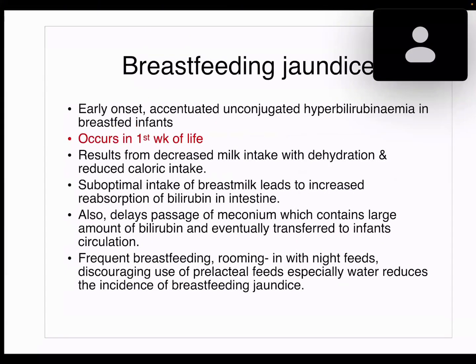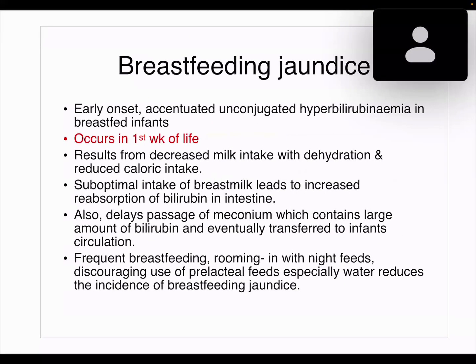Moving to breastfeeding jaundice, it is of early onset and usually accentuated by unconjugated hyperbilirubinemia in the breastfed infant. It usually occurs in the first week of life, unlike breast milk jaundice, which occurs after 7 days, and it is a result of decreased milk intake, dehydration and reduced calorie intake.